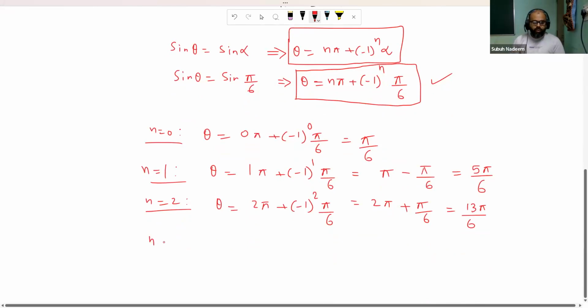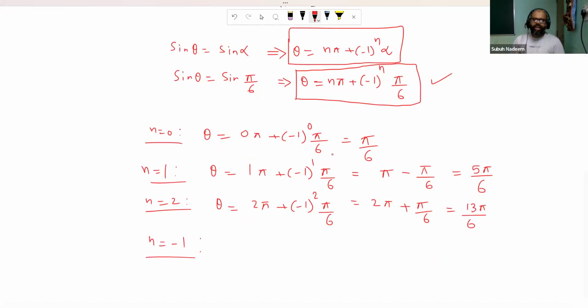Similarly, n equal to minus 1, you can take any integer. N can be any integer. N belongs to integer, any integer. So theta will be minus 1 pi plus minus 1 to the power minus 1 pi by 6. So it will be minus pi and minus pi by 6. So it will be minus 7 pi by 6. So these are all the angles. On the left, we were getting minus 7 pi by 6.